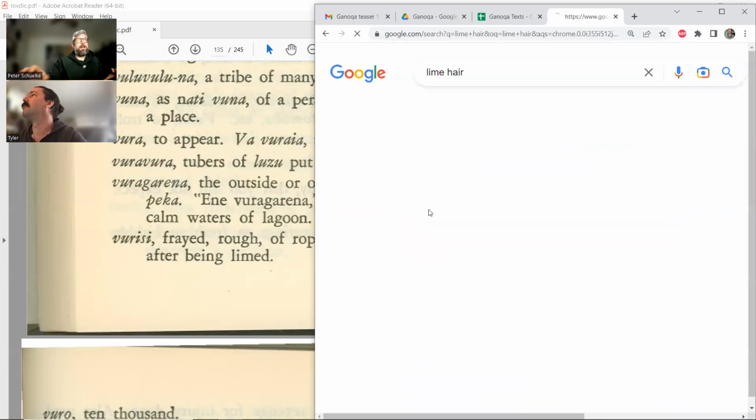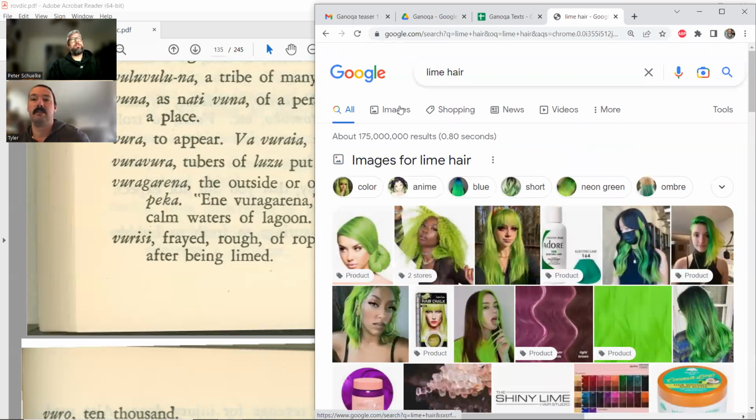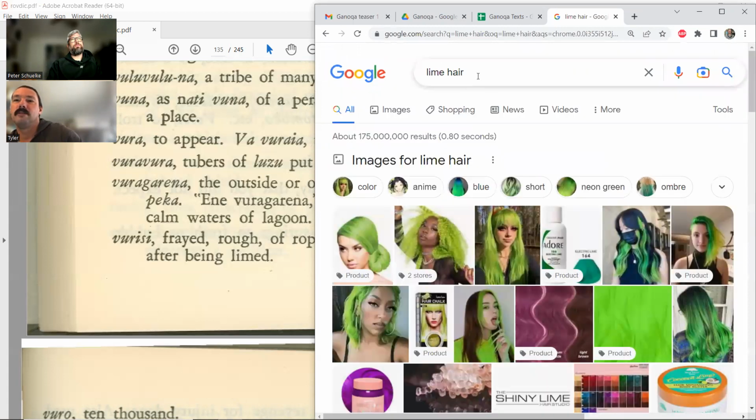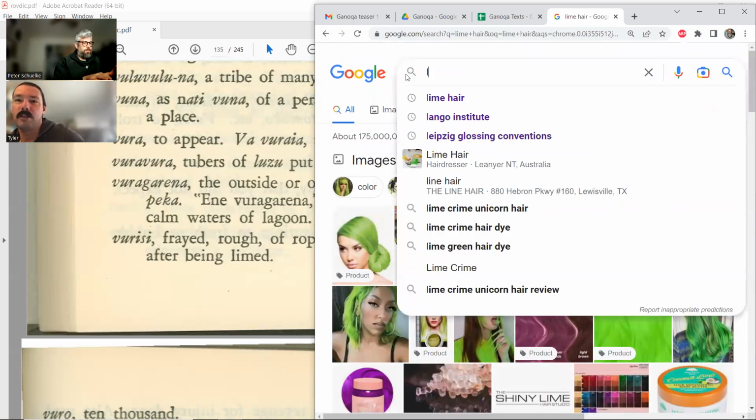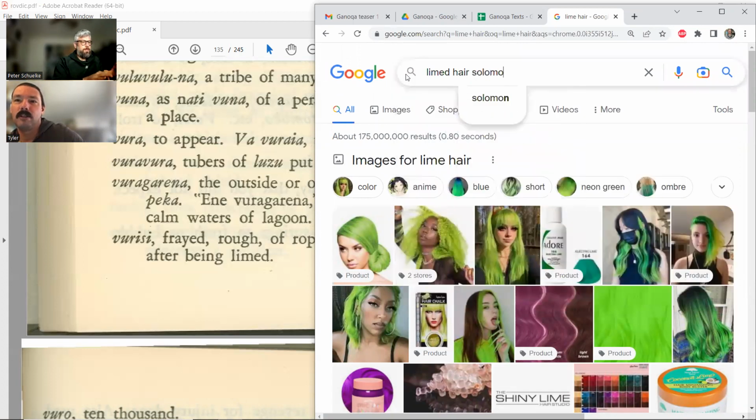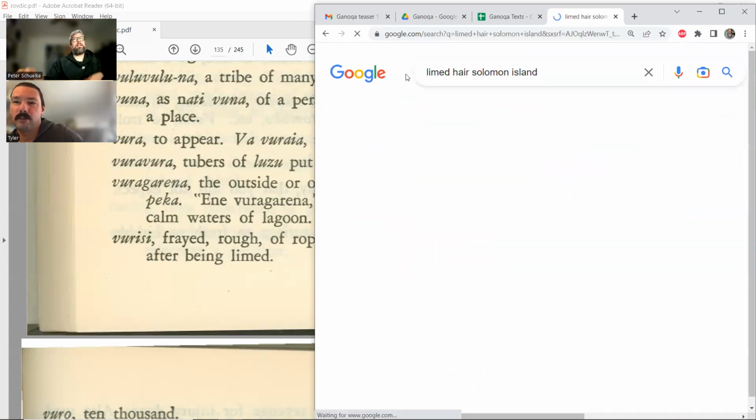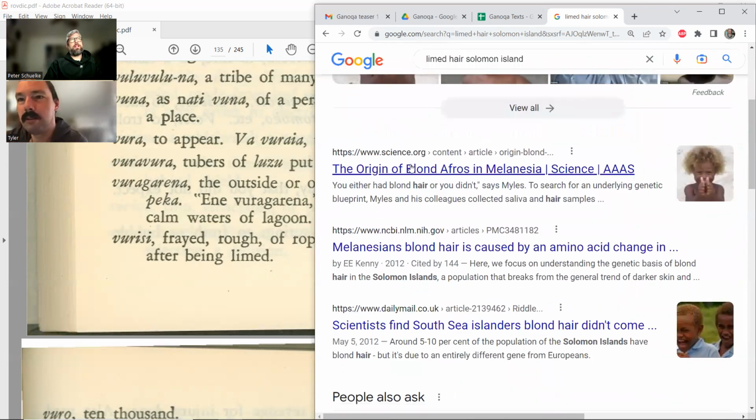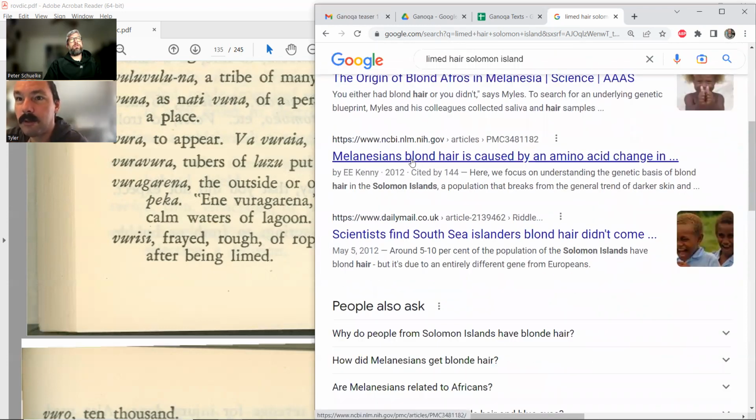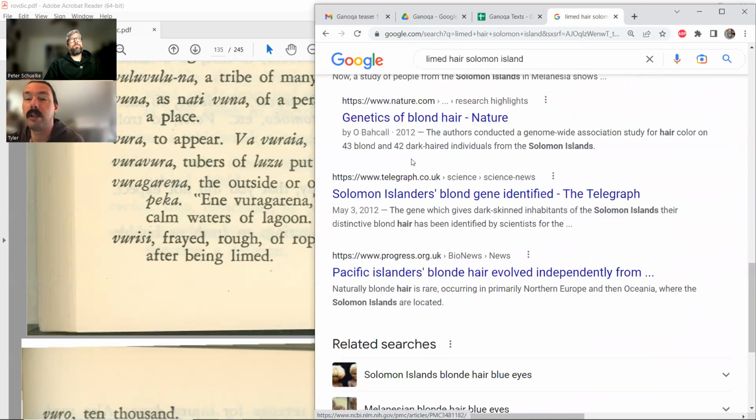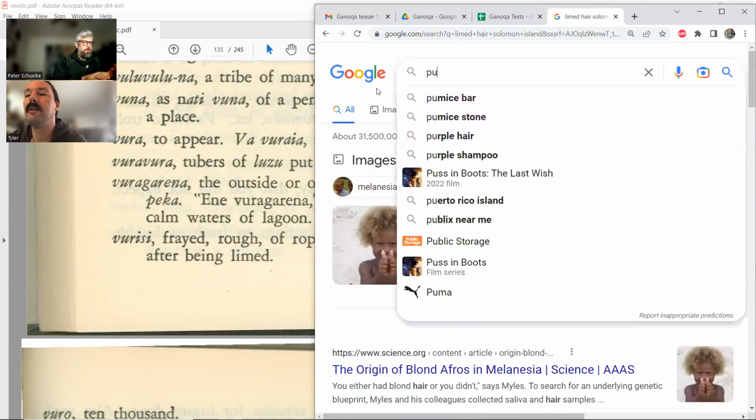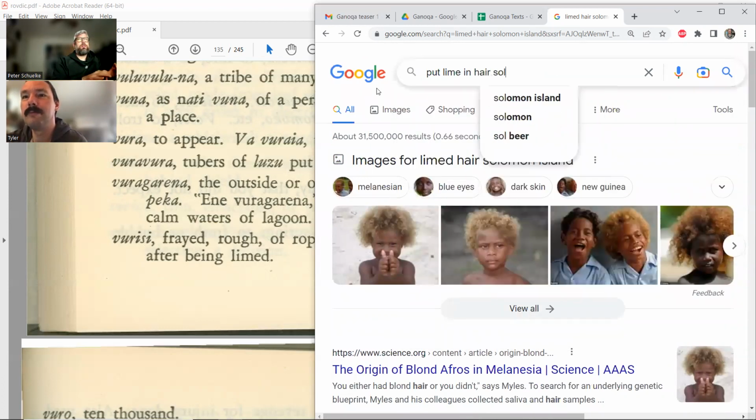So, lime hair. I'm going to look up lime hair. Oh, my goodness. Okay, lime color. No, this is not. Add a D there if you would, limed. I'm going to look up Solomon Islands limed hair. Okay, now what it's showing us is blonde-haired children from Solomon Islands, which it's true, caused by an amino acid change. Okay, they mean naturally blonde. They have naturally light hair. What we want to say is put lime in hair, Solomon Island.